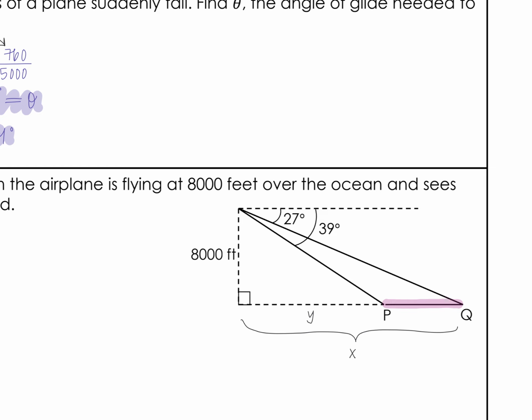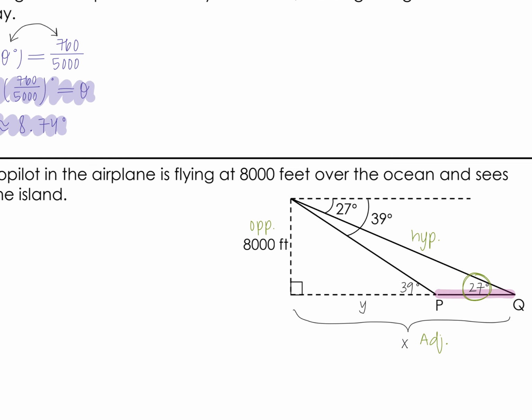Okay, so with that being said, I'm going to move my angles of depression down here as my angles of elevation. So 27 degrees, and then we'll have that 39 degrees here. I'm going to start off by finding X first. So I'm going to mark my angle, label my opposite, my hypotenuse, and my adjacent.